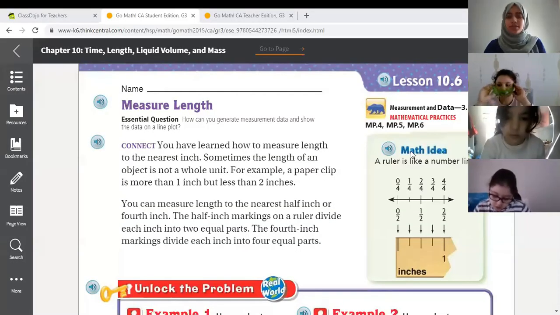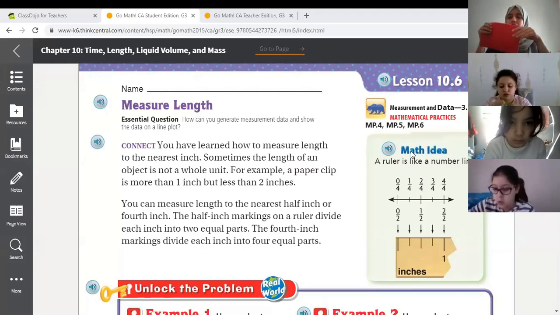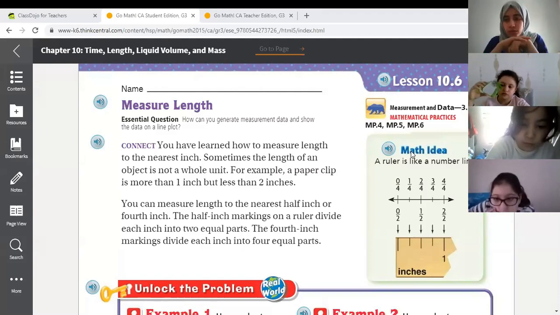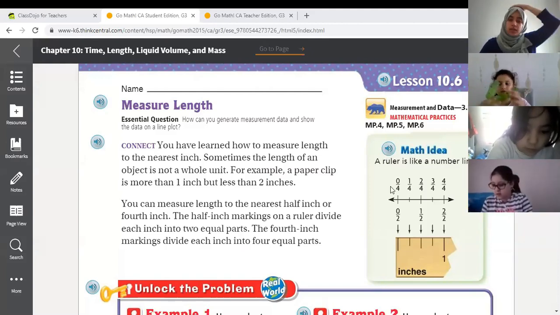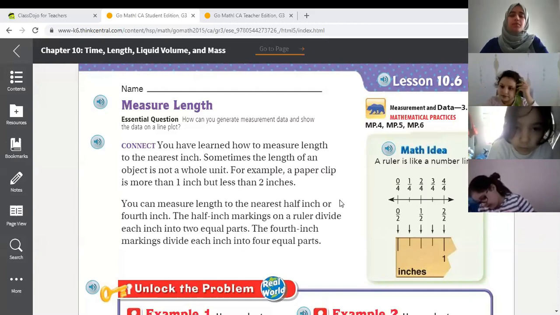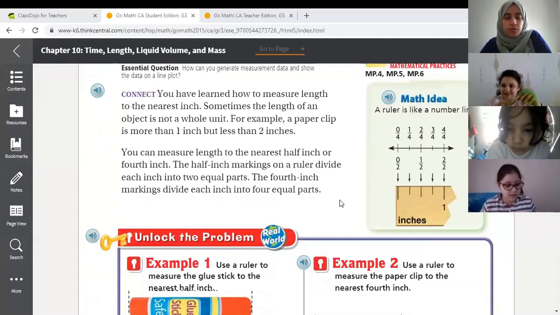So in lesson 10.6, we are going to learn about ways length is measured. Length is how long something is. For example, I have this notebook and I want to know how long this notebook is. So I'm going to use a ruler to measure the length. I'm going to use the ruler provided for me in the picture here in your book to measure or record the length of different objects.